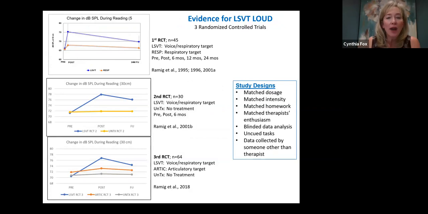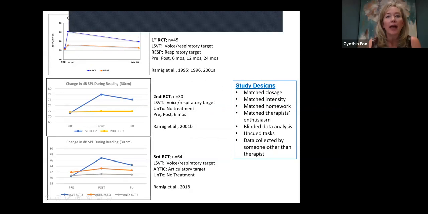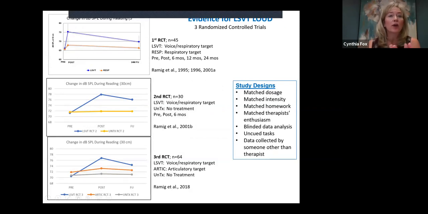These are just graphs of our three randomized controlled trials for LSVT LOUD. I won't go through all the details, just pointing out this first study, we compared LSVT voice treatment to a respiratory target. We measured people pre, post, 6, 12, and 24 months after treatment. The measure we're seeing on all these graphs, on the y-axis, is decibels of sound pressure level. So the higher up, the greater the loudness. And on the x-axis is time.